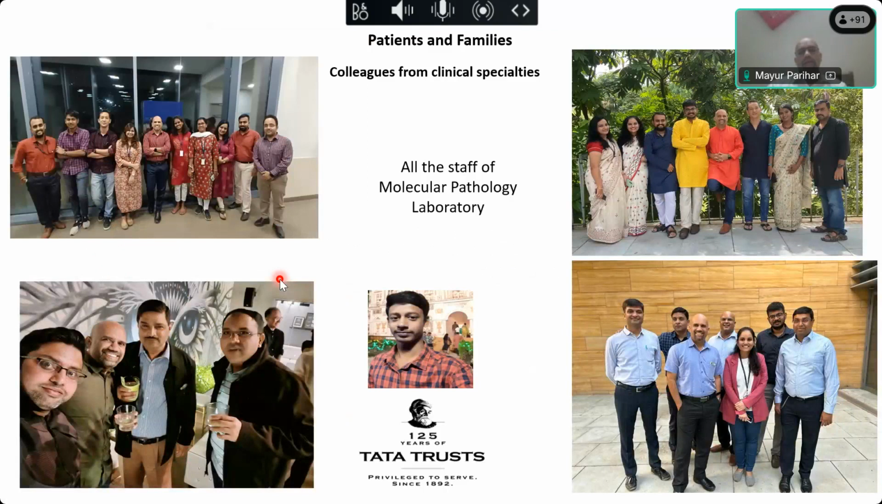I would like to thank all the patients, the families, all my colleagues from clinical specialties, the molecular diagnostic. This is a hematopath lab. Yes, all of us have glasses in hands here. This is the cytogenetic lab. These are my whole cytogenetic team. This was last year in the Durga Puja. We all came dressed in traditional. And this is the team of my old fellows.